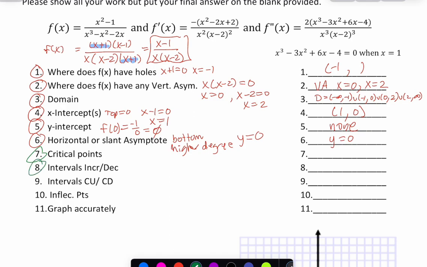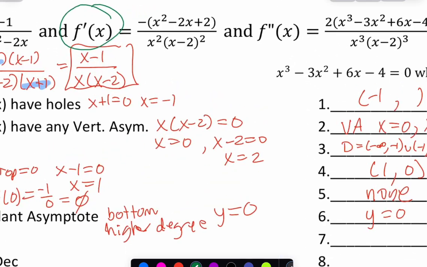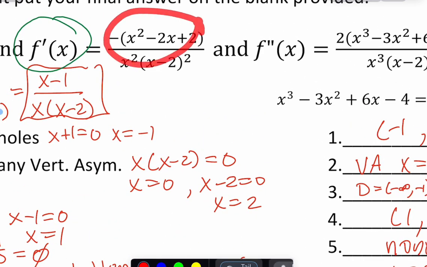So 7 and 8 are going to use our first derivative. Now, our first derivative is almost in factored form. If it's a quadratic, you may have to use a quadratic formula, it's up on the board. You may need to use a quadratic formula, hint, hint, to figure out what the zeros are.